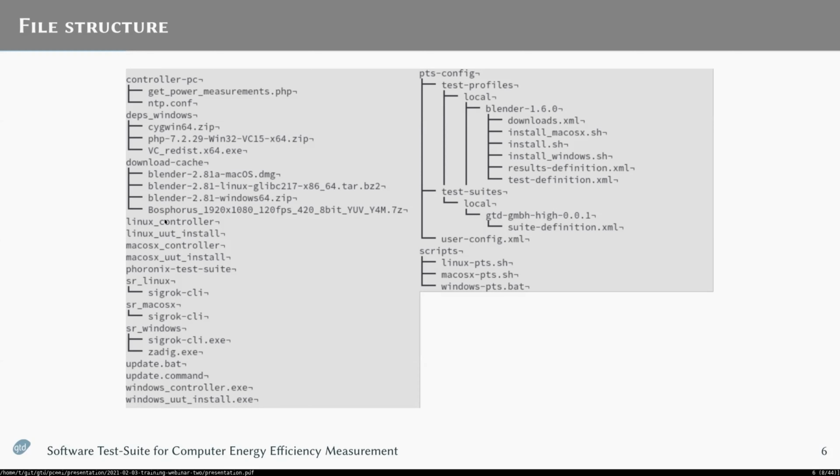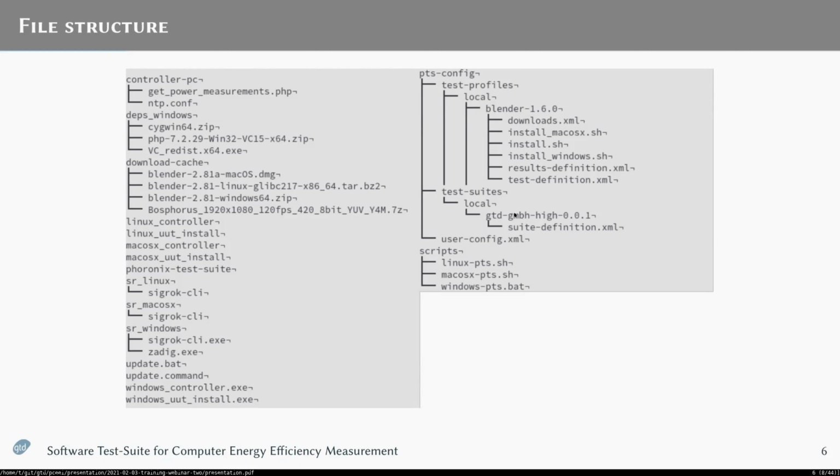We have the exe files for the graphical user interface. We have the Phoronix Test Suite. We have the driver for the power meters, the scripts for updating the USB key. And then we have the important folder, the Phoronix Test Suite configuration with the test profiles and the test suites. Usually those profiles and test suites are grouped in a namespace. We just called it local because it's local to your computer, not coming from the internet. And then you have, for example, the Blender worklet defined here with a couple of files. I will go into more detail what's in these files in a second.